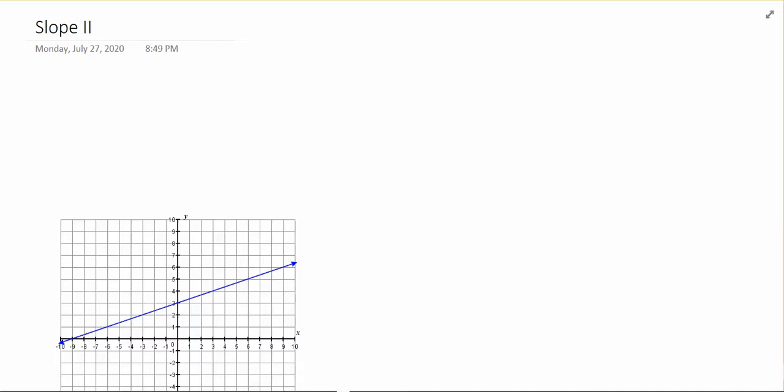Okay, so welcome to the second video on slopes. So there's actually a slope formula. So let's start there. The formula for a slope is given as follows.